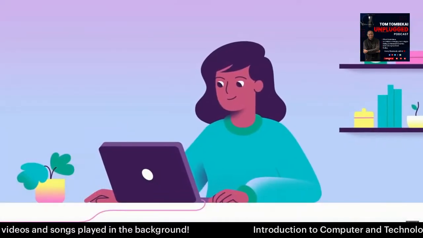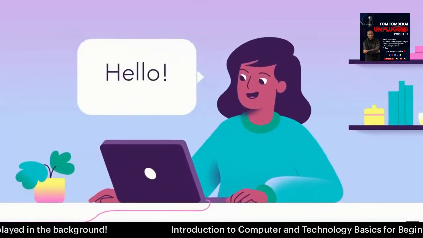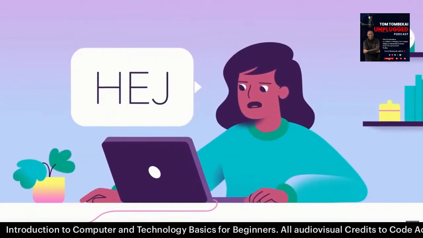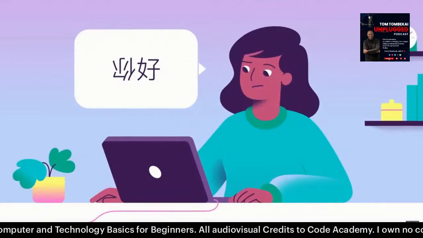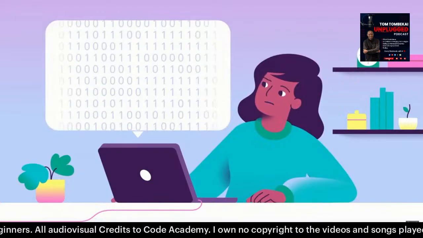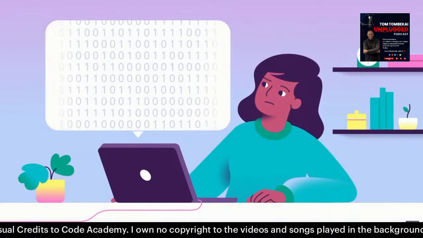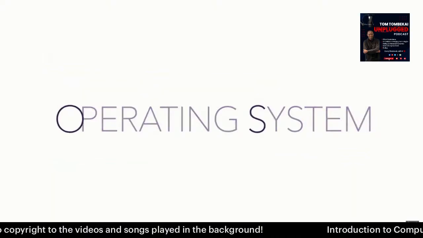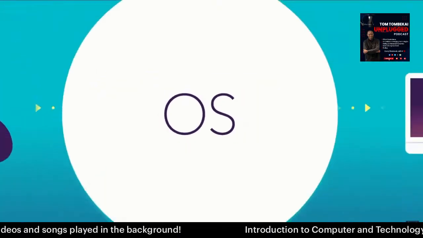Do you know that you and your computer speak different languages? It doesn't speak Spanish, or Swedish, or Chinese. It speaks in ones and zeros. You can't communicate directly with your computer, but that's where your operating system comes in. The operating system, or OS, is the program that lets you interact with your computer.